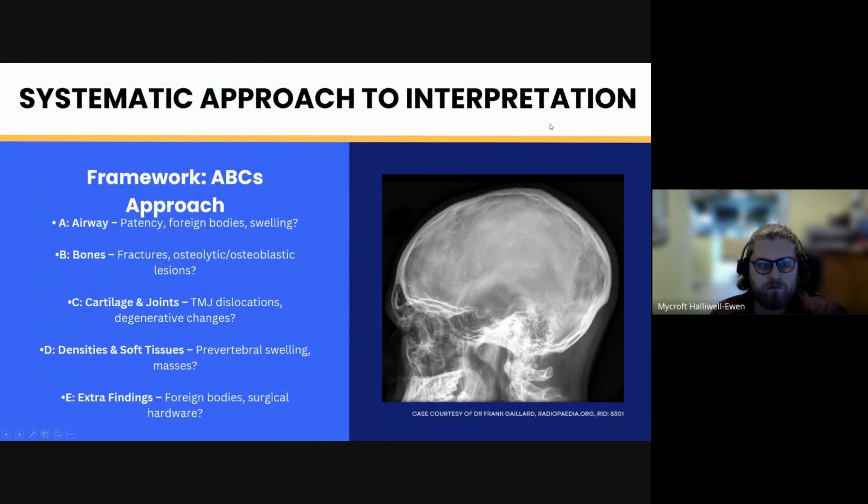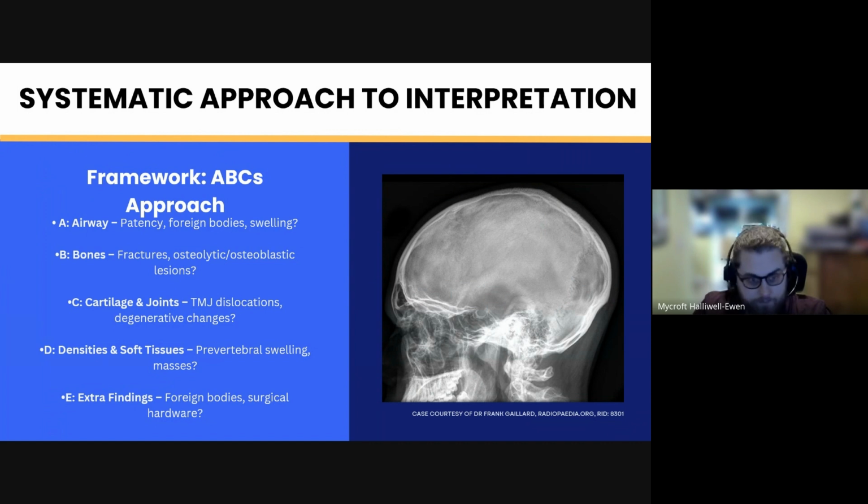Same with everything, right? As you progress in your careers, these things become automatic. But when you start, it's always good to have a systematic approach to interpretation, and that's something we should all be doing, even us clinicians, because the most commonly missed pathology is the second pathology, particularly when you've got something really obvious staring you in the face. It's the second, more subtle finding that gets missed.